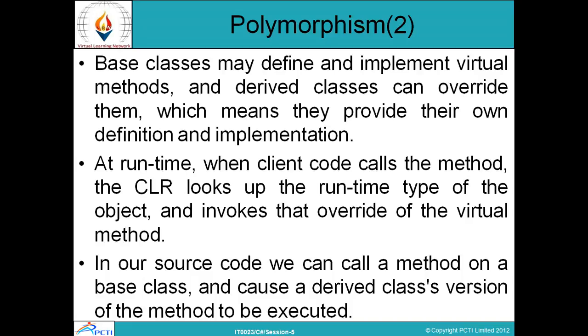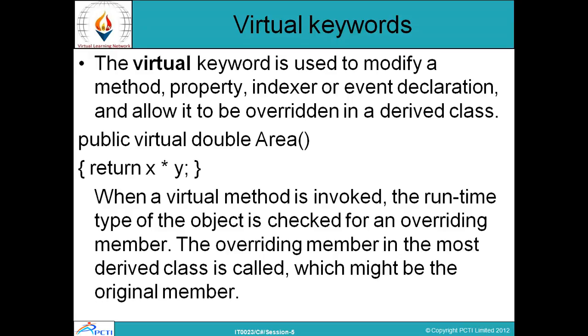In polymorphism, we can provide the definition of the same function in the base class and the derived class, but in the base class we will use the virtual keyword, and in the derived class we write the override keyword. Now, how to use the virtual keyword? The virtual keyword is used to modify a method, property, indexer or event declaration, and it allows it to be overridden in a derived class.